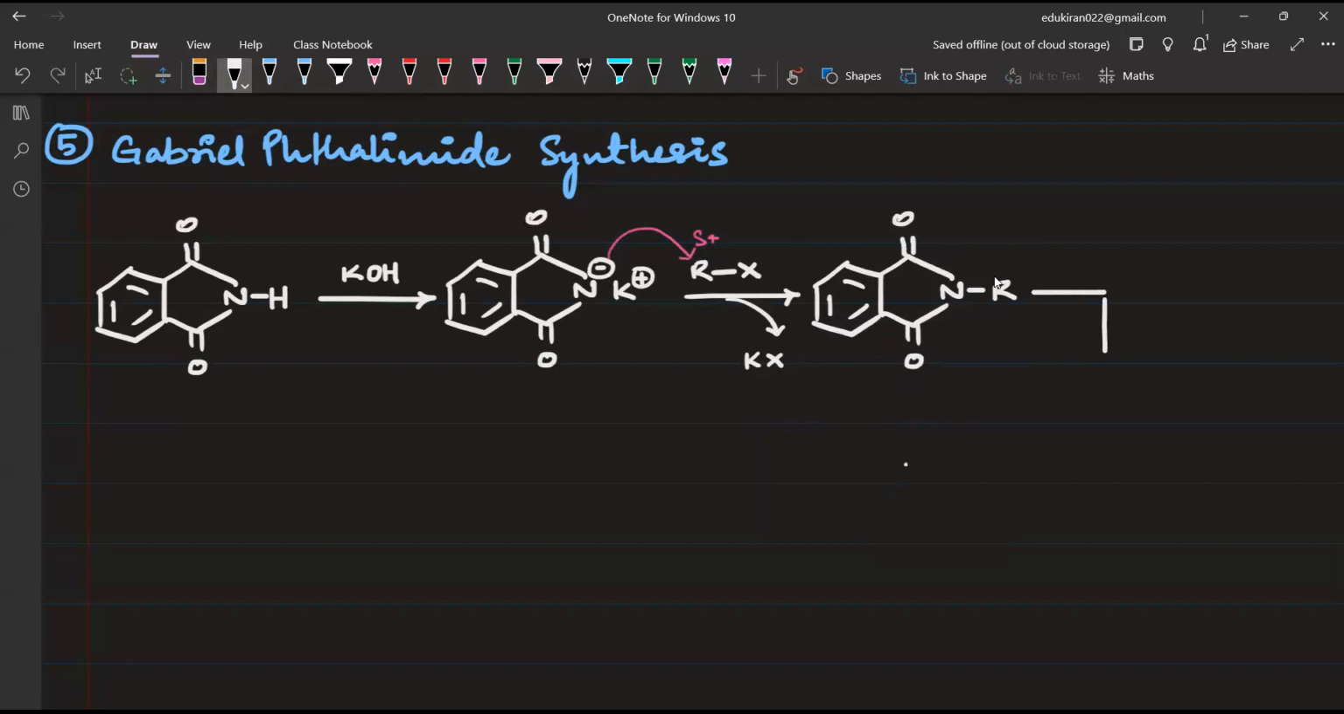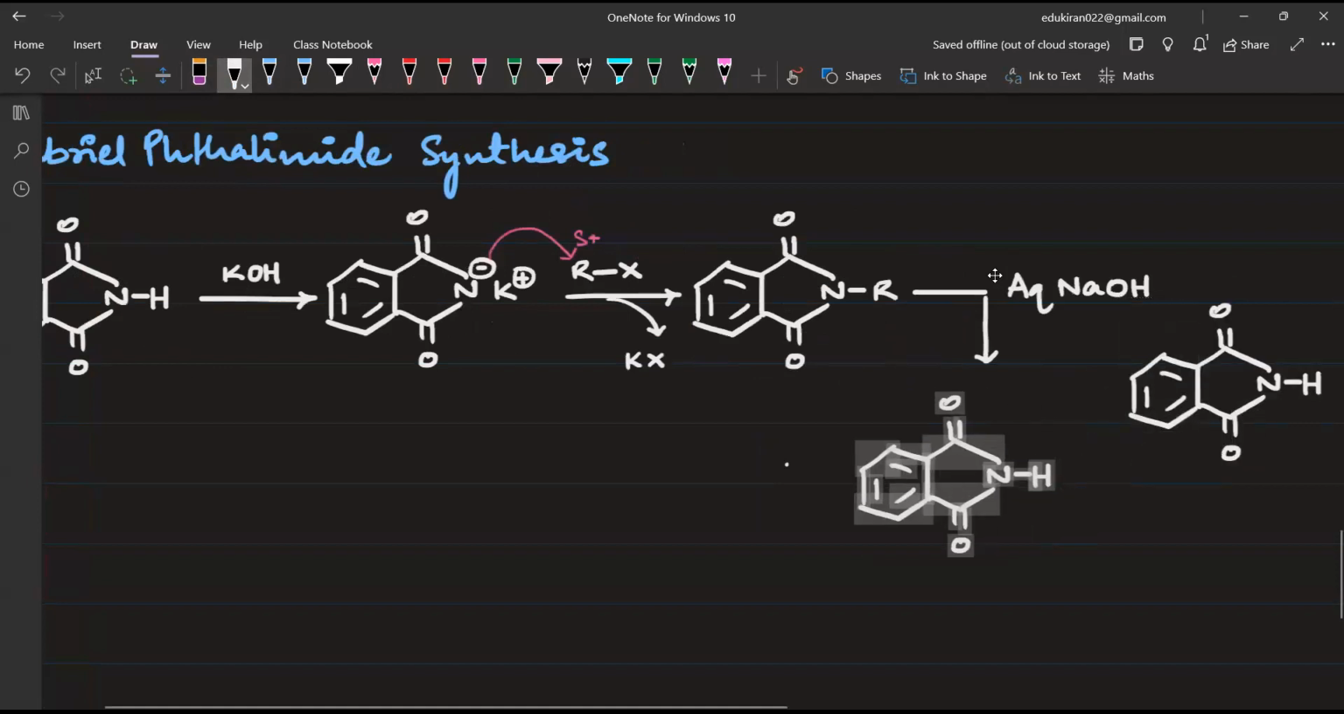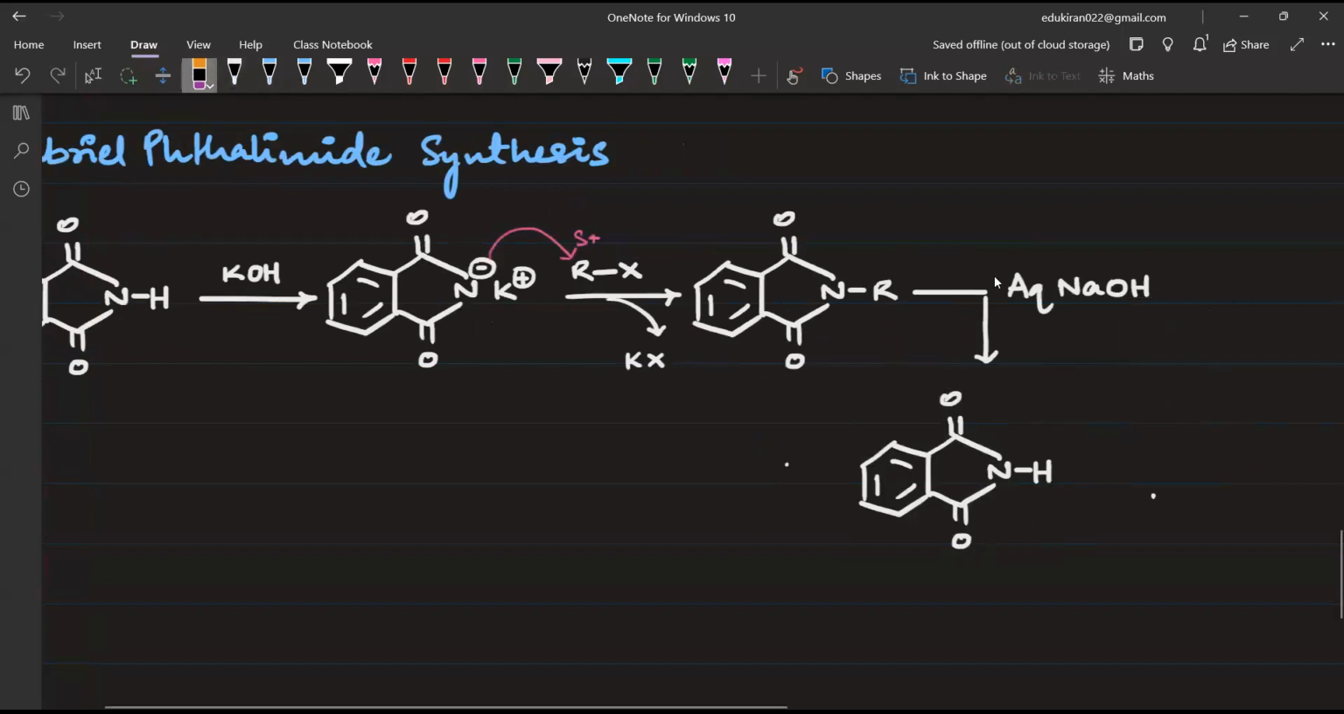Now when we treat this with aqueous NaOH, what do we get? When we react this with aqueous NaOH, we get here there is O negative introduced. Here we have O negative introduced and Na positive is balancing it. Na positive here and Na positive here. Plus we get RNH2, a primary amine.